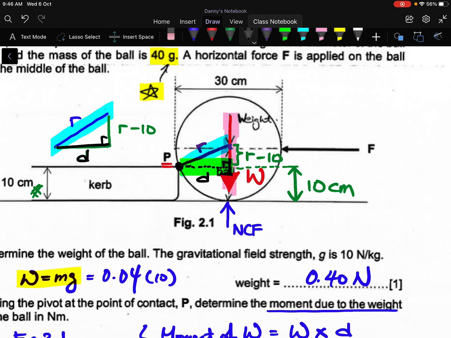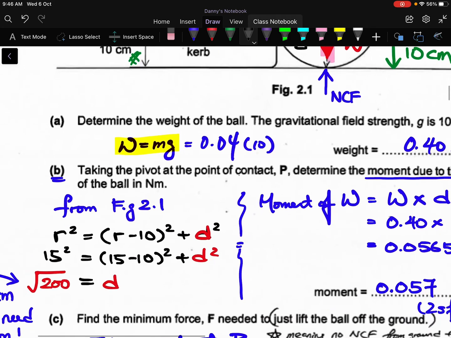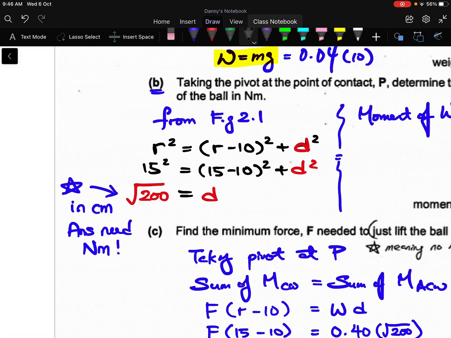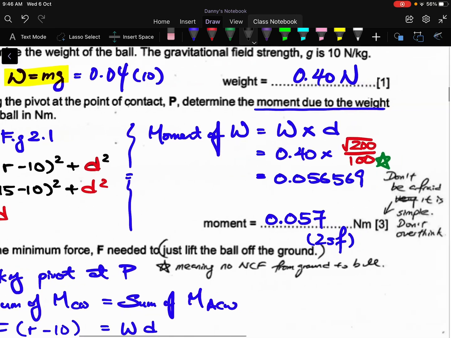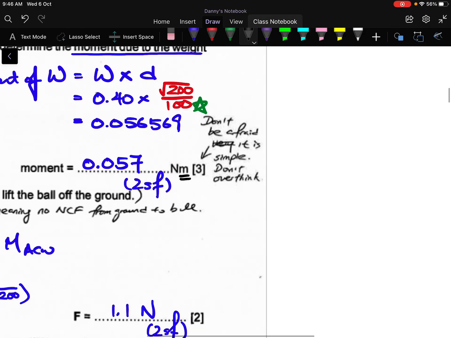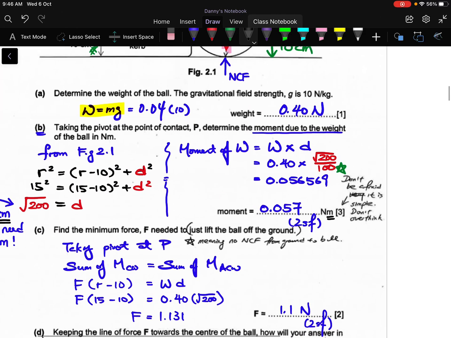So here you can see that it is a right angle triangle. Therefore you can use Pythagoras theorem and you can find the perpendicular distance. Now be very careful, the d that you are finding right now is in cm. But the moment that you are required to find is in Newton meter. So just be careful with that.